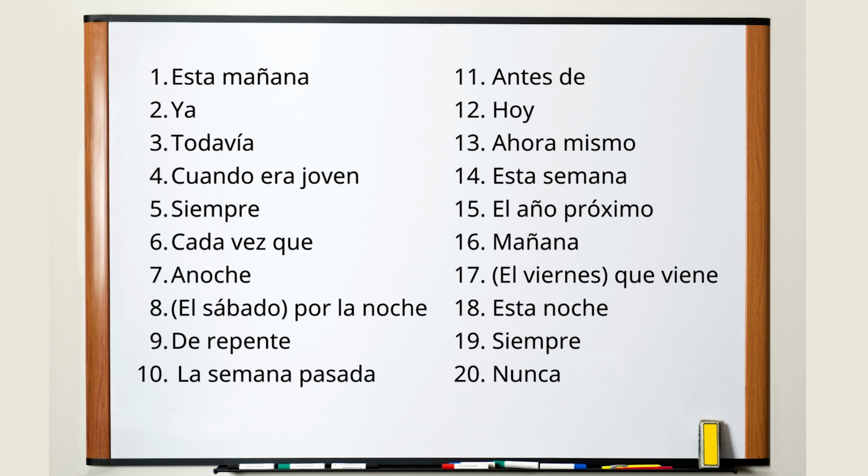So really quick, let's recap some of the important time markers that we covered today. Esta mañana, ya, todavía, cuando era joven, siempre, cada vez que, anoche, el sábado por la noche, but you could change the day. You could put el domingo, el lunes, whatever. The day's not important there. De repente, la semana pasada, antes de, hoy, ahora mismo, esta semana, el año próximo, mañana, el viernes que viene, esta noche, siempre, nunca.